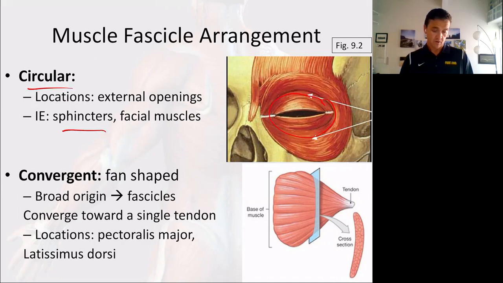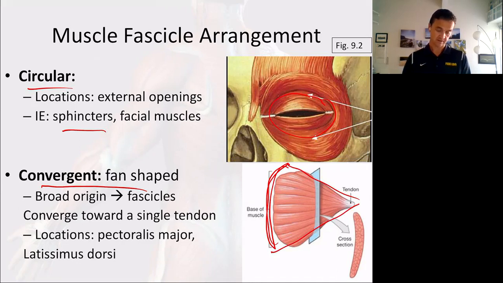Okay, we also have one called convergent, which is fan-shaped, right? So there's a wide origin, and then it kind of goes down into a small insertion. Okay, so locations we find this, think of your pectoralis major muscle, right? It's got a wide origin on your chest, and then it inserts in a small fashion into your humerus. Latissimus dorsi does the same thing.